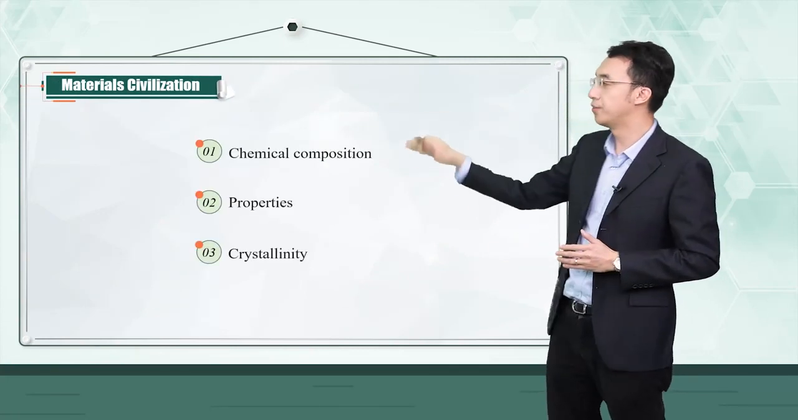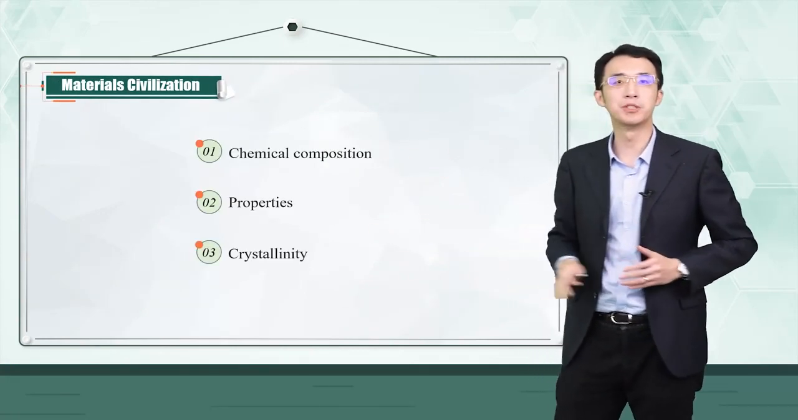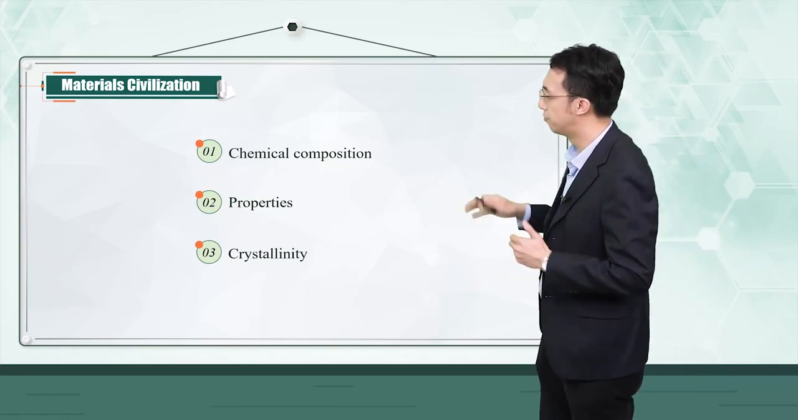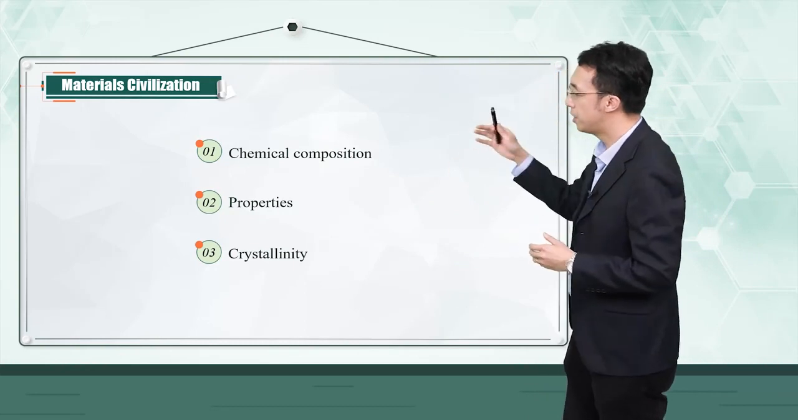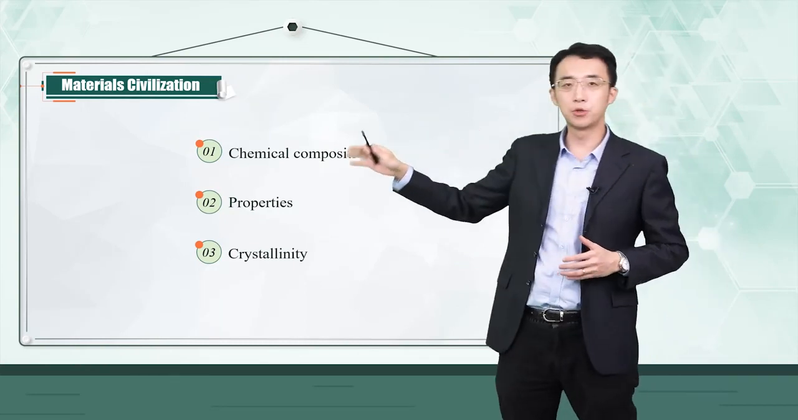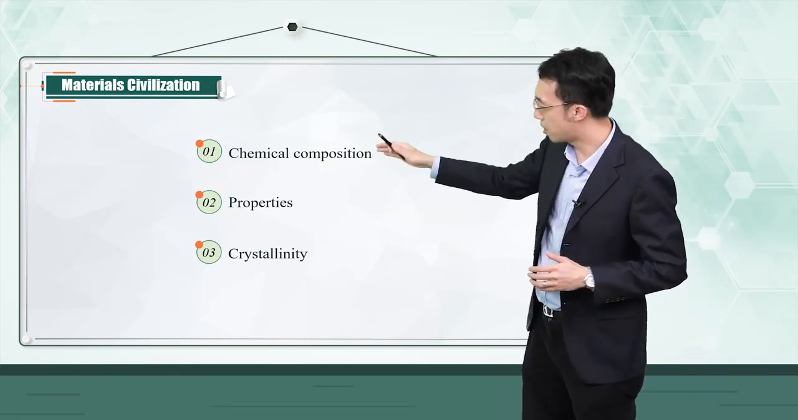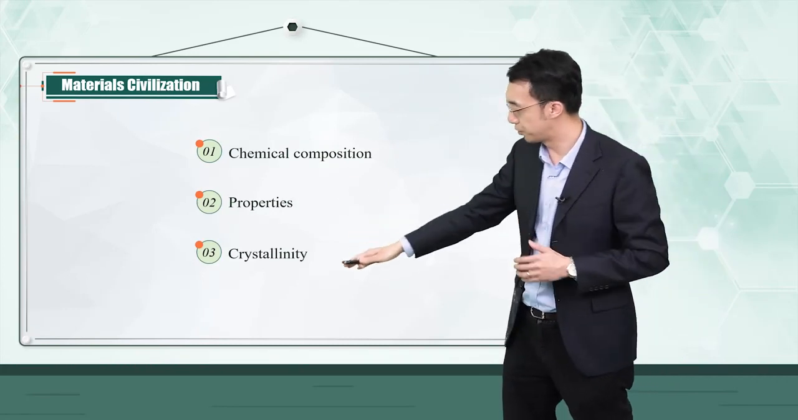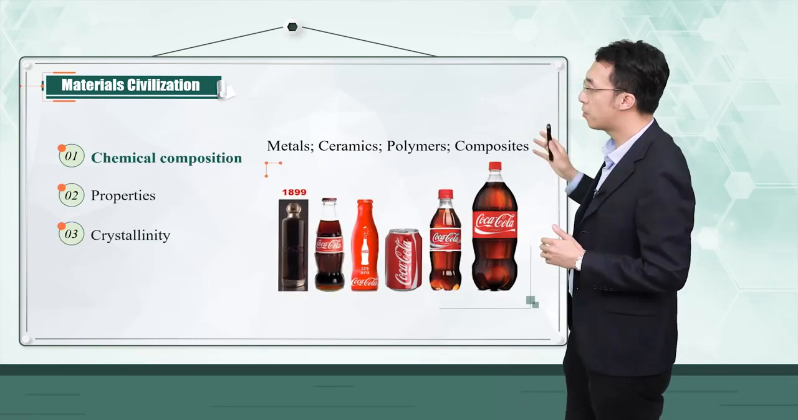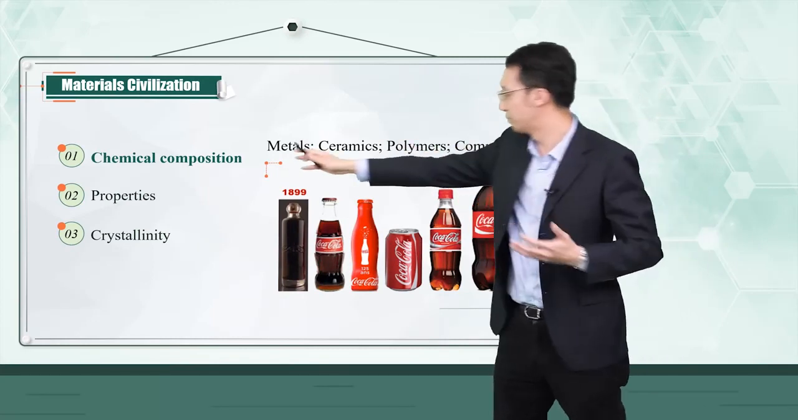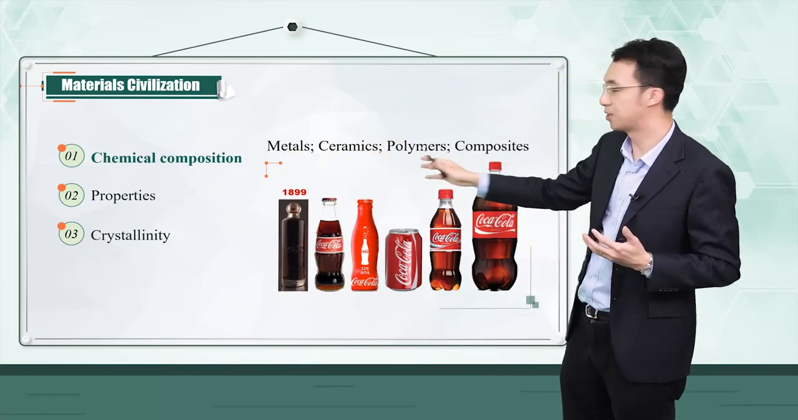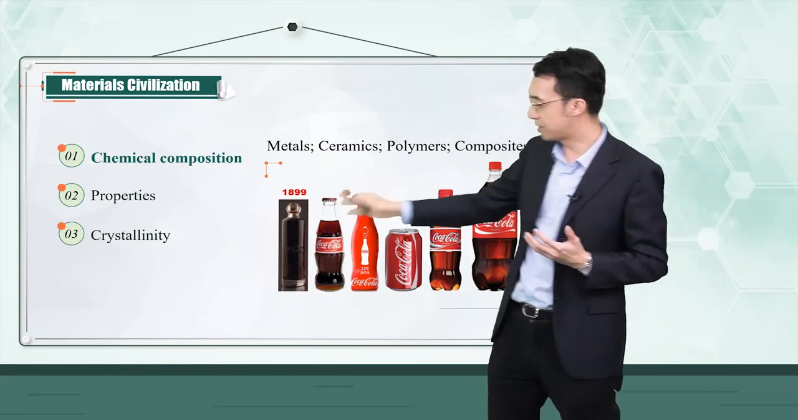So now we move on to the topic of material division, or the different types of materials. They can be divided into different groups based on their chemical composition, properties, or crystallinity. And for chemical composition, you can easily imagine that you may have metals, ceramics, polymers, or composites. And this is a very good example.